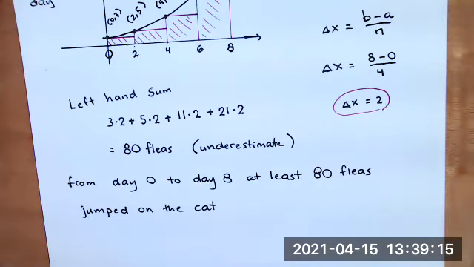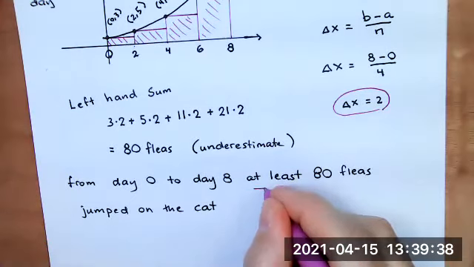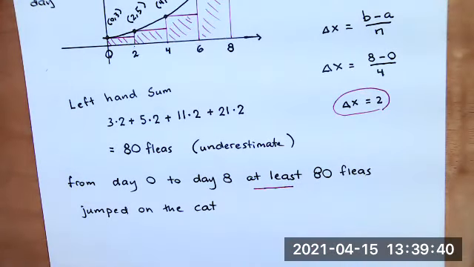Oh, and before we go on to the right-hand sum, remember from day 0 to day 8, at least 80 fleas jumped on the cat. That doesn't mean that the cat has 80 fleas. You would need to know how many fleas it started out with, but this is the number of new fleas. And because it's the underestimate, we can say that's the minimum number of fleas that jumped on the cat. All right, let's do the right-hand sum.